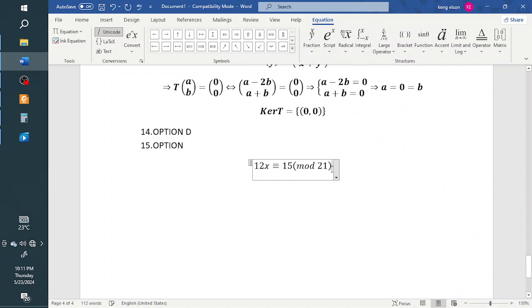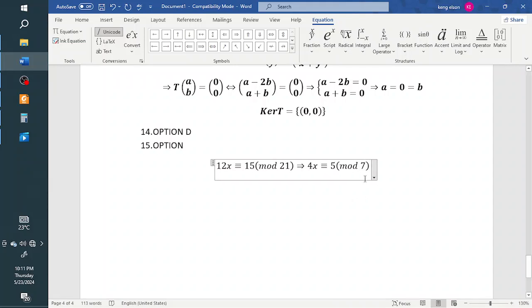Alright, so I'm going to convert this to a nice congruence equation. This 12, this 15, and this 21 have something in common. That thing is 3. So since they have 3 in common, by definition, I will divide all through by 3. Yes, possible, because they have 3 in common. That's just a principle. So this becomes 4x congruent to 5 mod 7.